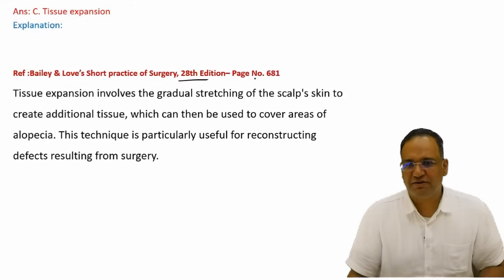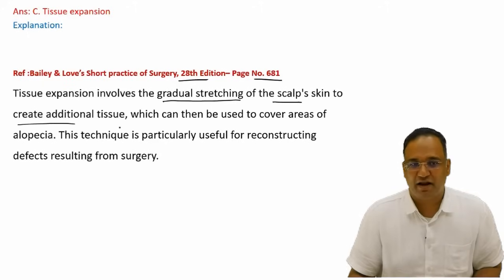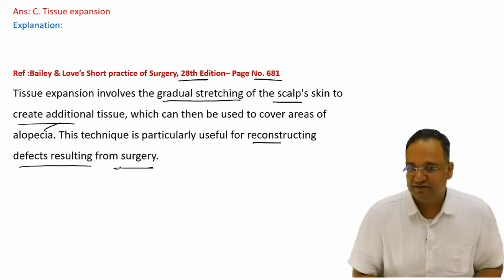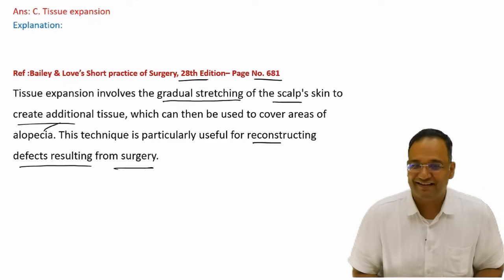Bailey and Love, 20th edition, page number 681 very clearly says, tissue expansion involves the gradual stretching of the scalp skin to create additional tissue, which can then be used to cover the areas of alopecia. This technique is particularly useful for reconstructing defects resulting from surgery. Okay, tissue expansion technique. And you have known that expansion of spaces, especially in laparoscopic hernia surgeries.